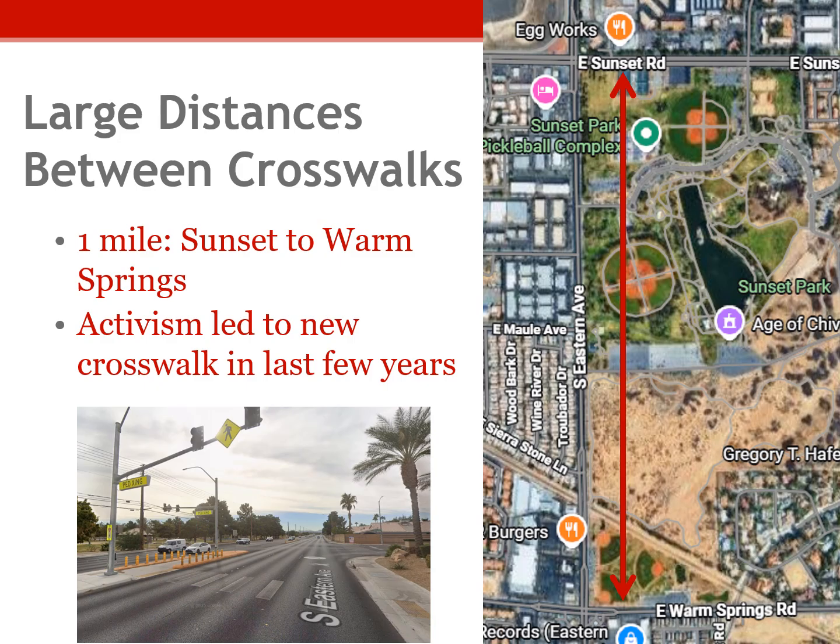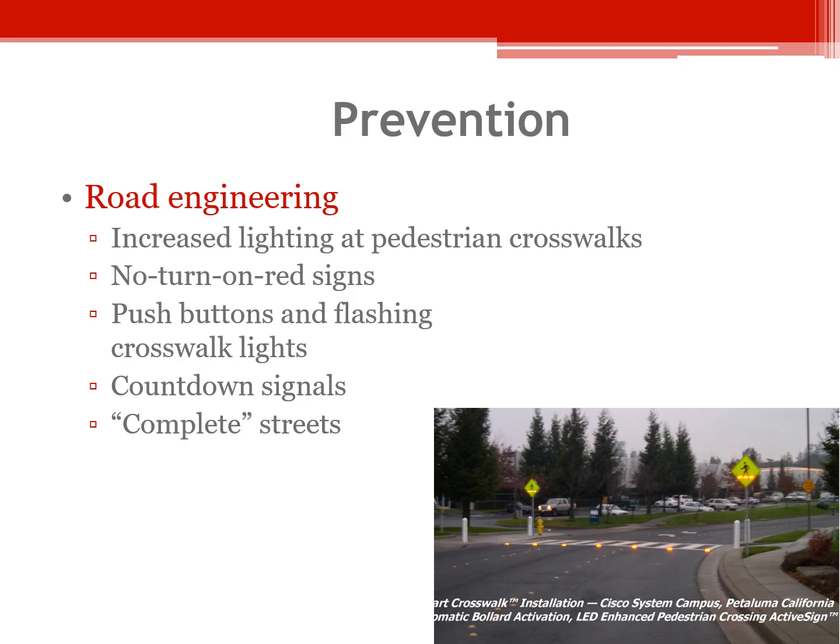So yeah, bad urban design can be corrected with activism and with improvements in design, and roads can be made for all users, including pedestrians. As the example on Eastern Avenue shows you, there are ways we can improve roads to greatly reduce the risk of pedestrian fatalities. Some road engineering approaches for prevention include increasing lighting at pedestrian crosswalks. If you have crosswalks at all, make them more brightly lit so that pedestrians in the crosswalk are seen.